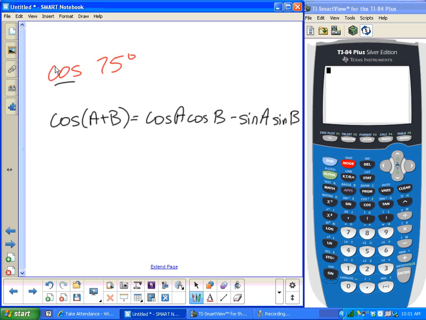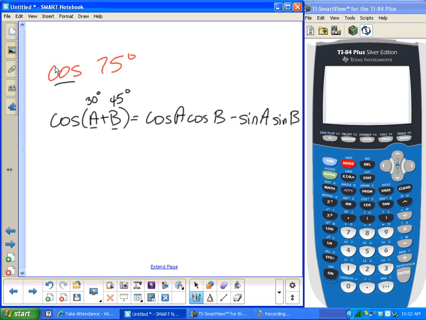Now here comes the actual part where you have to think, because most of this is just plugging stuff in. We're looking for two angles on our unit circle, because we know those sine and cosine values, that add up to be 75 degrees. Really there's only two of them that would work. What are they? Yeah, 30 and 45. Since you're adding, the order wouldn't matter. So for A, we're going to use 30 degrees, and for B, we're going to use 45 degrees, because 30 and 45 will give me 75.